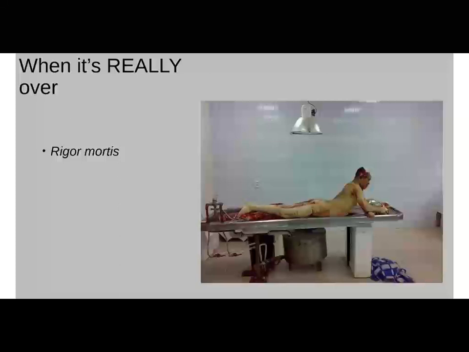Given enough time, even the proteins like the actin and the myosin begin to break down. And once they begin to break down, then the muscles go back to a relaxed state. They can't stay contracted because the proteins themselves are denatured. And that's when rigor mortis completes. That's when rigor mortis finishes.